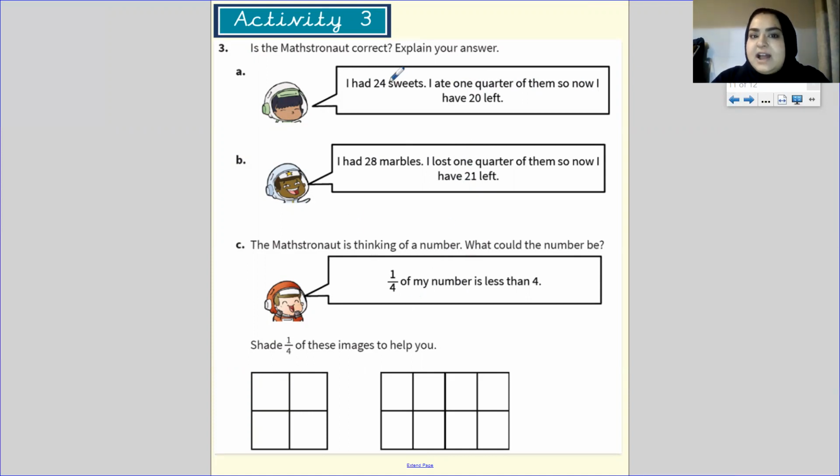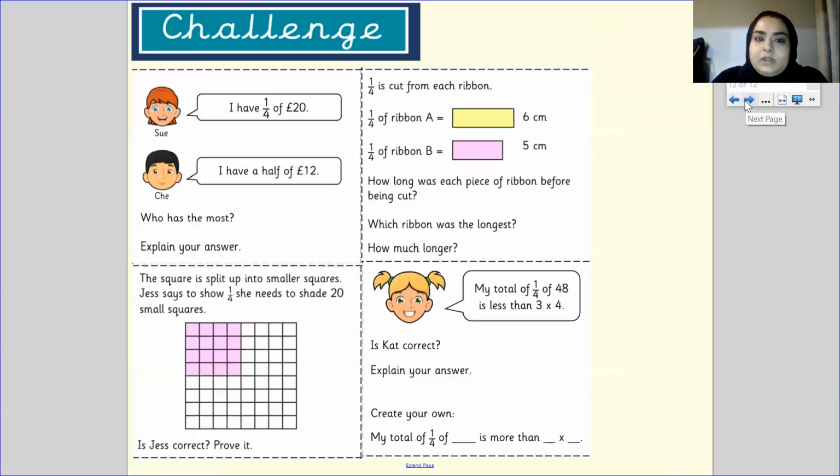Now, for example, it says, I had 24 sweets. I ate 1/4 of them, so now I have 20 left. Is that correct? You could use your bar model to work it out. Okay. Now, these are your challenge questions here. For example, Sue says, I have 1/4 of 20 pounds, and she says, I have half of 12 pounds. Who has the most? So you need to use your bar model like we have been today to work out who has more.